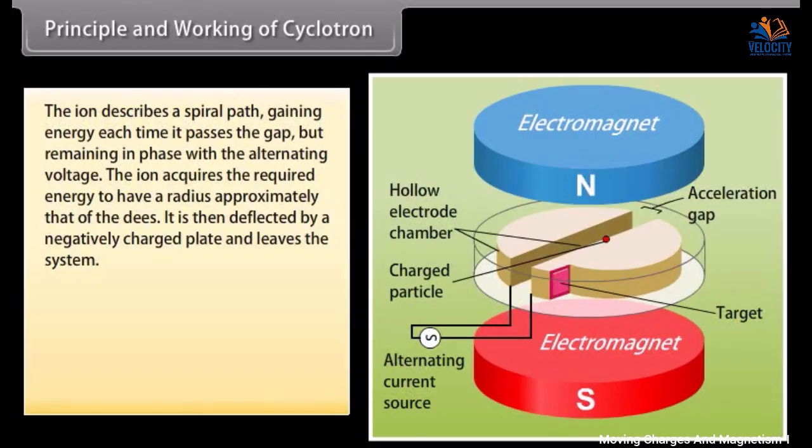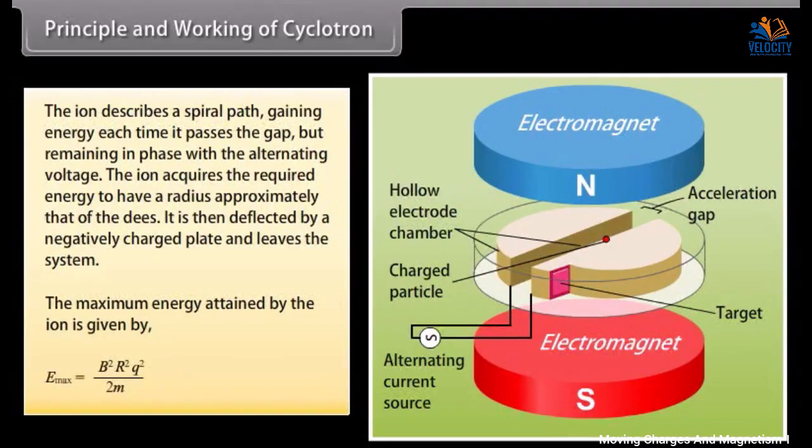It is then deflected by a negatively charged plate and leaves the system. The maximum energy attained by the ion is given by B²R²q²/2m.